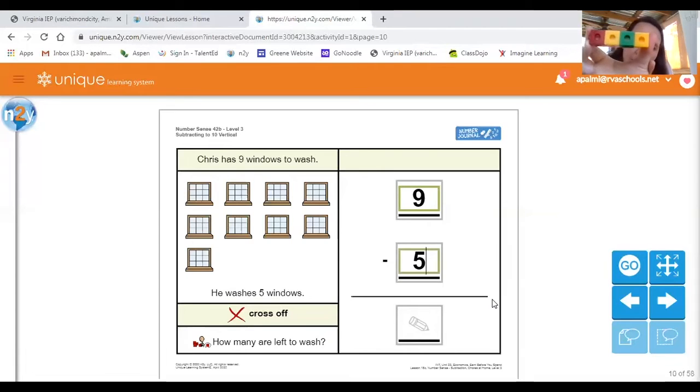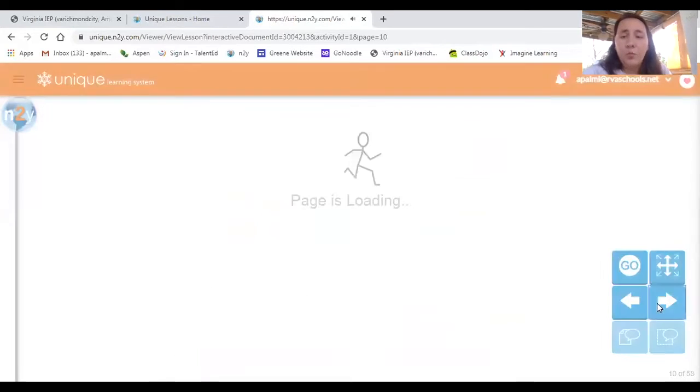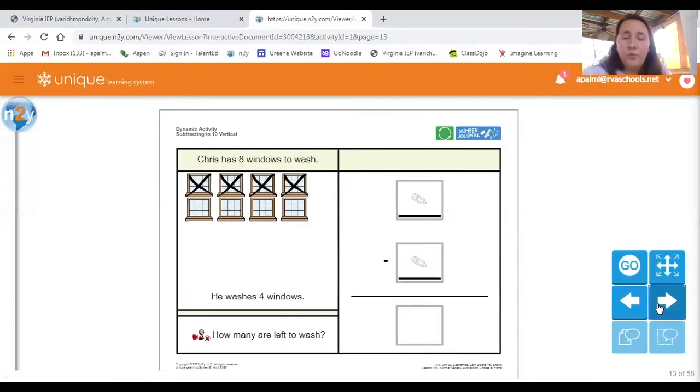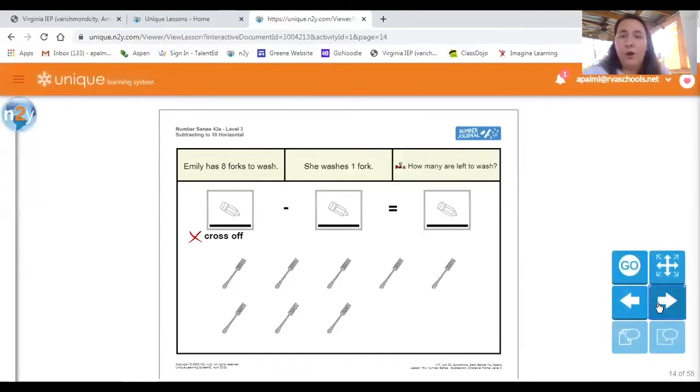Can you count how many blocks do we have left? 1, 2, 3, 4. Beautiful counting, guys. So with your keyboard, I want you to use your finger to find the number 4 and type it in. Beautiful. Okay, we are going to switch over to a horizontal problem. So here's my example of a horizontal problem.